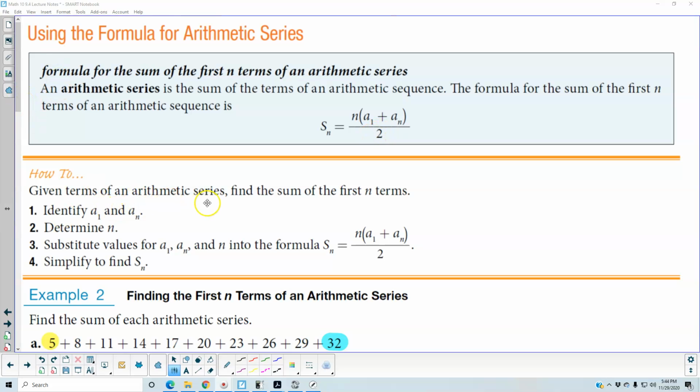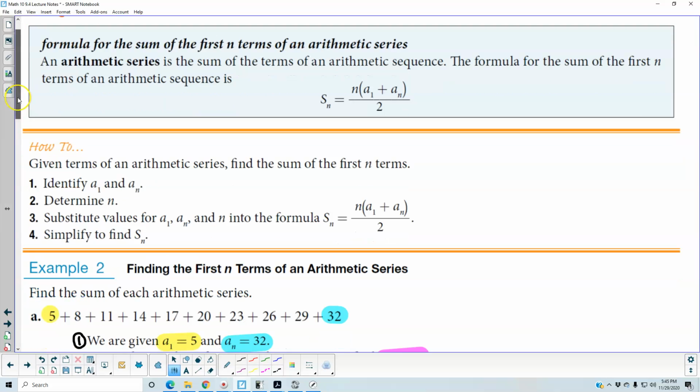Given the terms of an arithmetic series, find the sum of the first n terms. Number 1, we need to first identify the first term and a subscript n, which is the nth term. Then we need to determine n, and then substitute the values for a subscript 1, a subscript n, and n into the formula, and then simplify to find S subscript n.